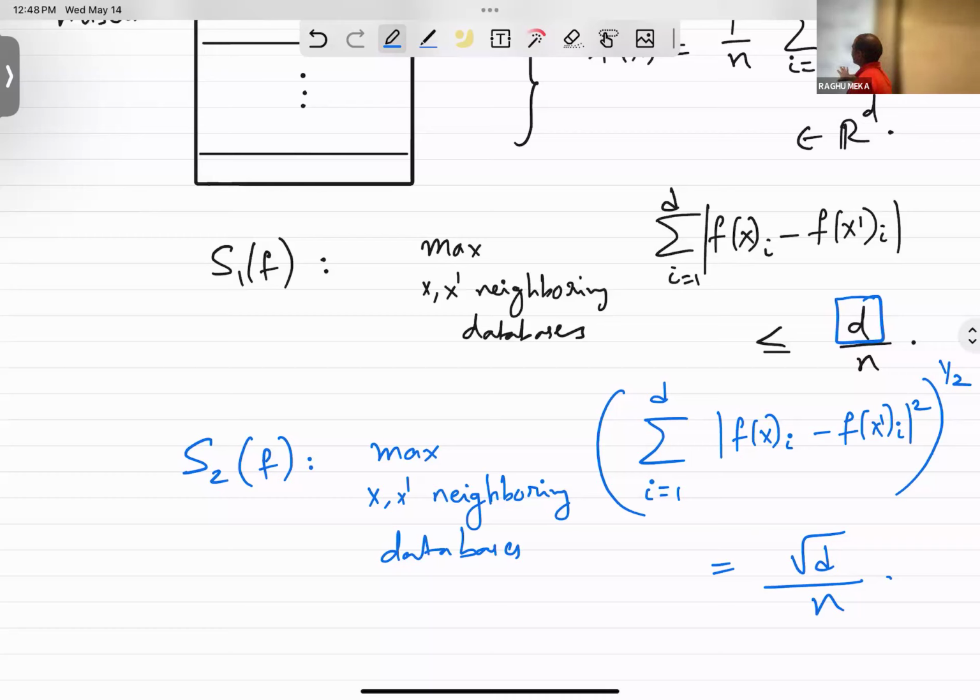So there are functions, even this simple natural mean function, which is very sensitive if you think about it in terms of L1 sensitivity. But its sensitivity is quadratically smaller in dimension when it's L2 sensitivity.